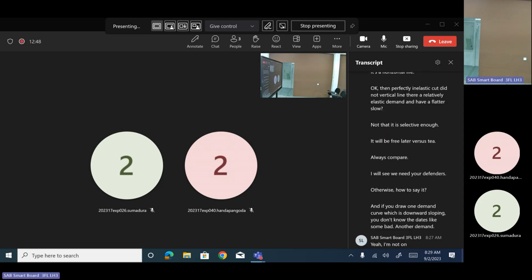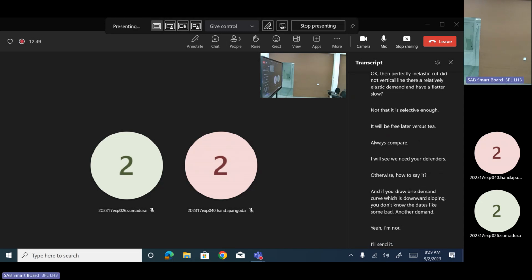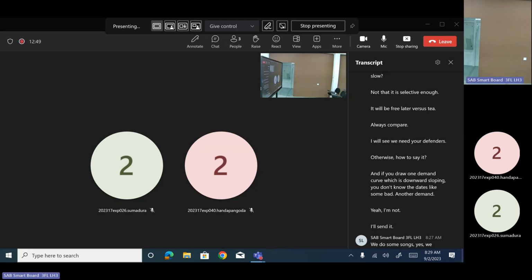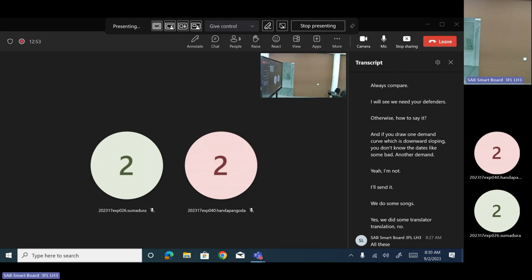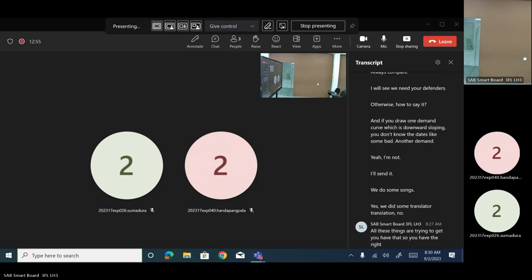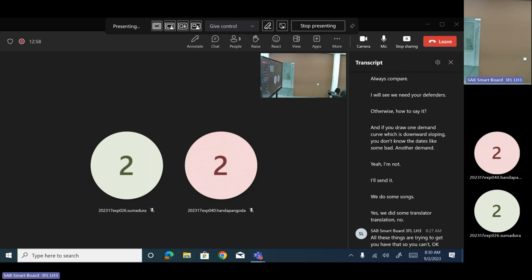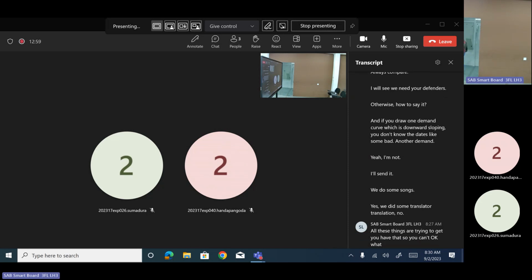Also, did we do some sums? Yes, we did some calculations. So price elasticity of demand is done. Today we are going to learn first thing, cross elasticity of demand.